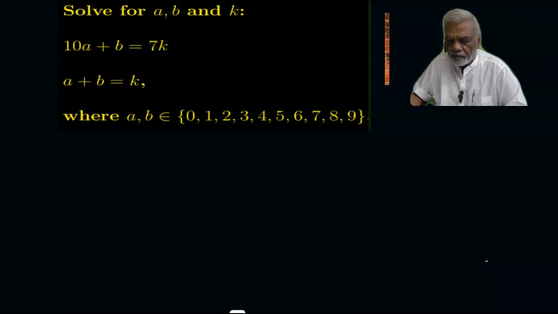Solve for A, B and K, satisfying the equation 10A plus B equal to 7K, A plus B equal to K, where A and B belonging to the set 0, 1, 2, 3 up to 9. I mean, A and B are integers. A and B are single digit integers.